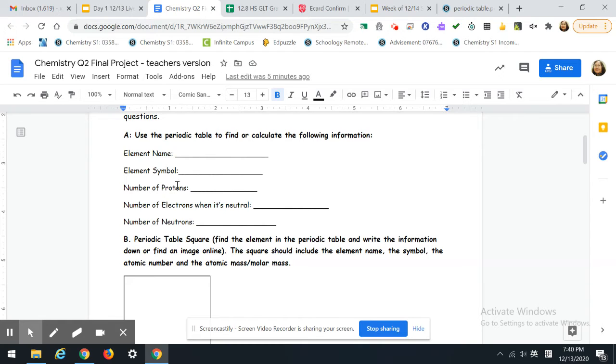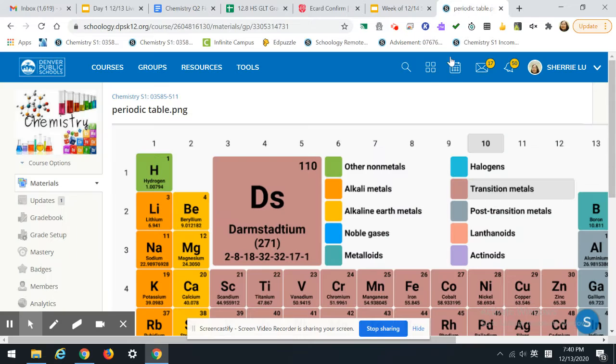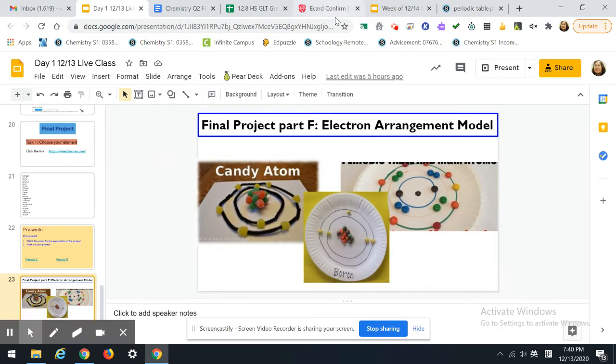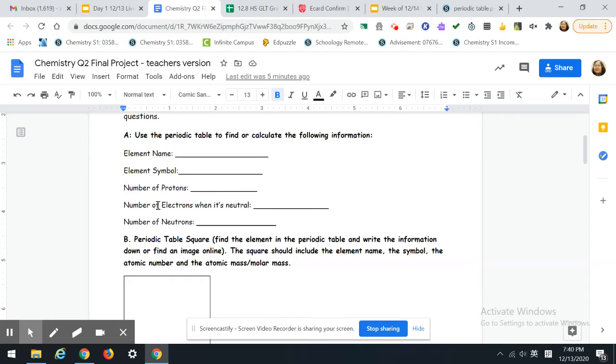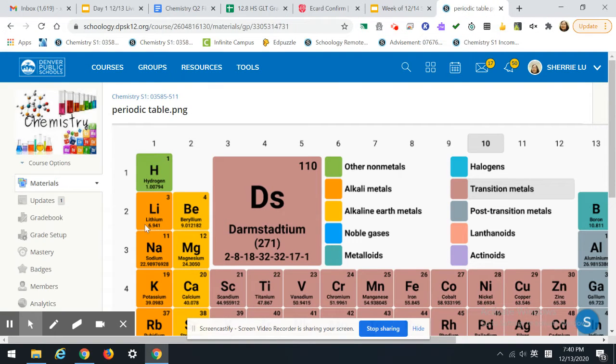Okay, so the number of protons is basically this number. If you're working on hydrogen, the number of protons is 1. Lithium, the number of protons is 3. Okay, it's labeled in the periodic table. And the number of electrons when it's neutral is the same as the number of protons. The number of neutrons, you can calculate based on the mass number, which you can round up. For example, this is 6.94, round it up to 7. And the mass number is the number of protons plus the number of neutrons. So you're going to use 7, subtract the number of protons, which is 3, and that will give you 4.